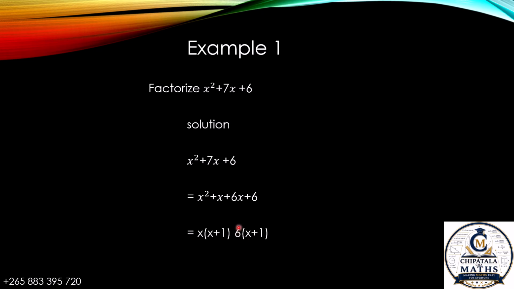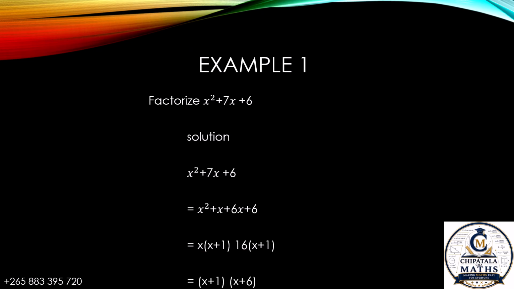So here we find two brackets which are similar, so we choose one bracket because they are similar, and the other bracket will have x plus 6. So this is the answer.